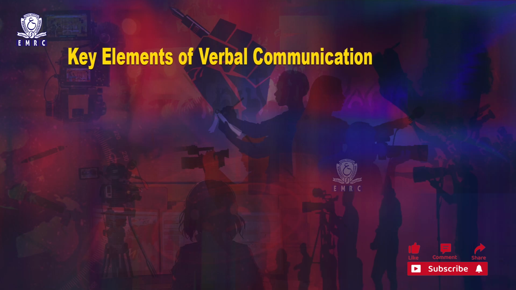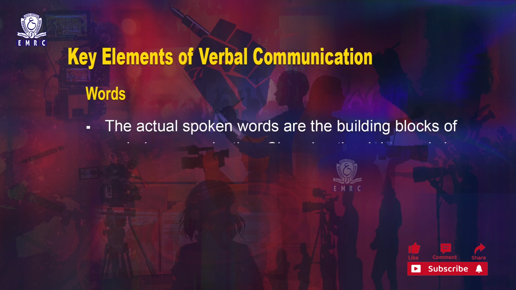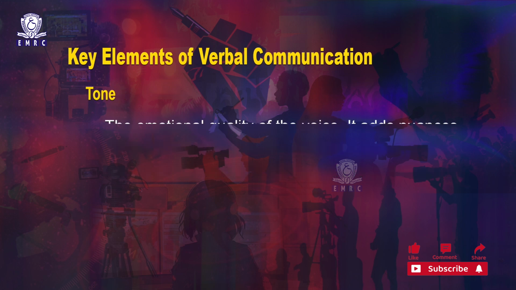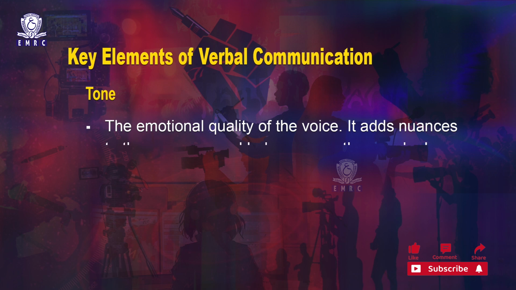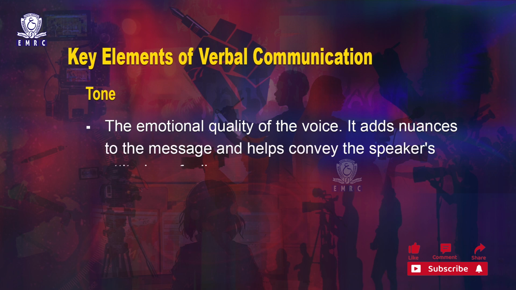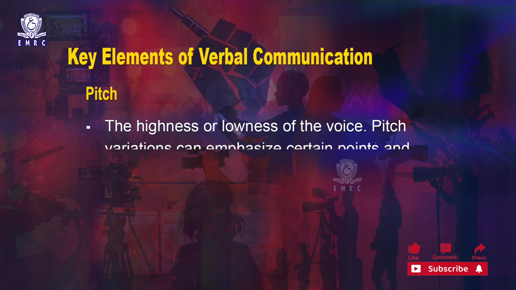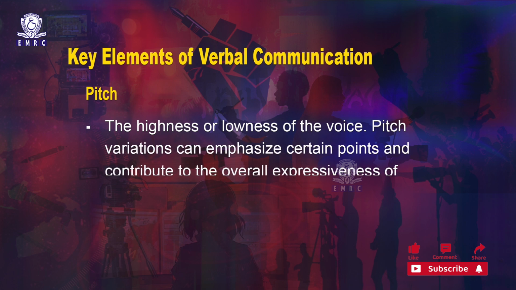interactions. Key elements of verbal communication include words. The actual spoken words are the building blocks of verbal communication. Choosing the right words is crucial for conveying the intended message clearly. Tone. The emotional quality of the voice. It adds nuances to the message and helps convey the speaker's attitude or feelings. Pitch. The highness or lowness of the voice. Pitch variations can emphasize certain points and contribute to the overall expressiveness of communication.